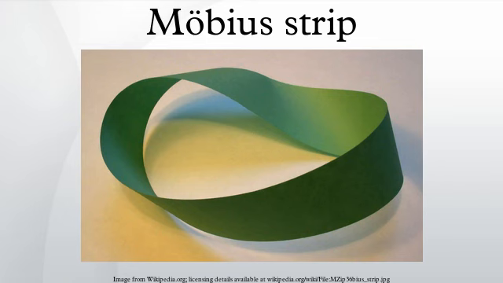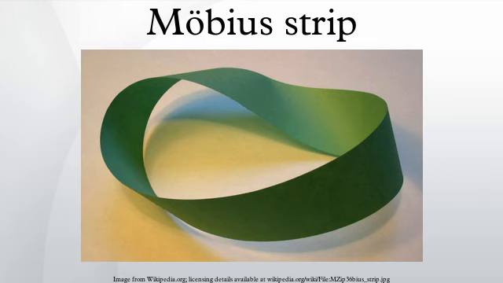A strip with an odd number of half-twists, such as the Möbius strip, will have only one surface and one boundary. A strip twisted an even number of times will have two surfaces and two boundaries. If a strip with an odd number of half-twists is cut in half along its length, it will result in a single, longer strip, with twice as many half-twists as in the original plus two more.